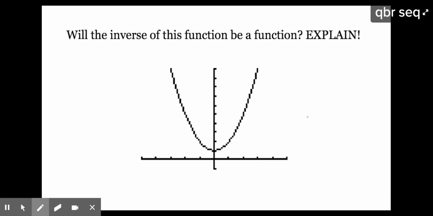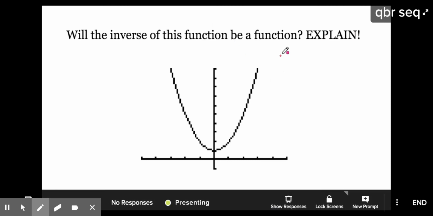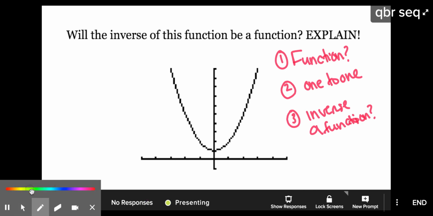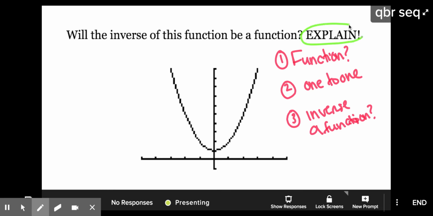So I just did this one, right? So is it a function? Is it 1 to 1? And then, is the inverse a function? Take a moment and write out your answer for this. Remember to explain. I hope we did explain.